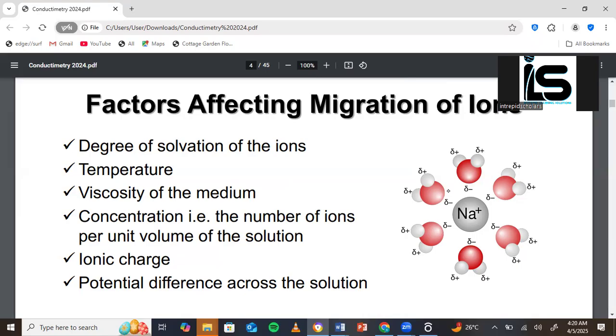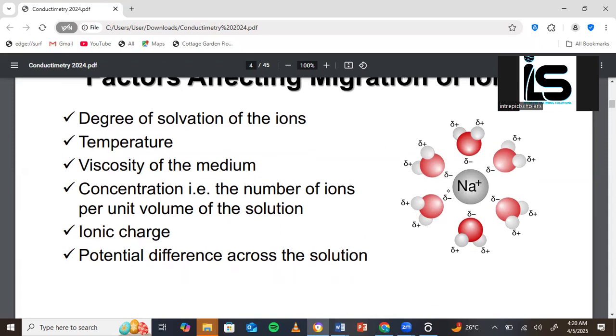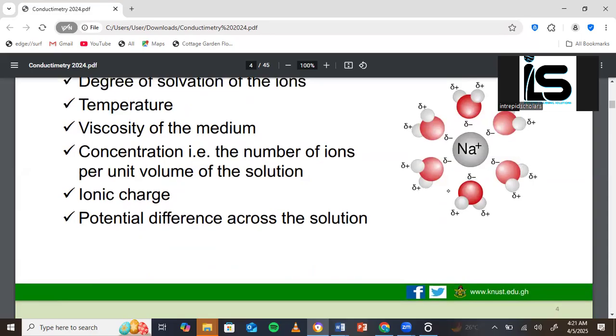Now, temperature generally will increase the migration of ions. Viscosity: if the medium is more viscous, it reduces the migration of the ion. The concentration is very tricky. The concentration, the number of ions per unit volume, is generally supposed to increase the conductivity, but because of ionic interference, it decreases the equivalent and molar conductivity. Now, ionic charge: we don't just look at the ionic charge, we look at the ionic charge together with the hydrated ion charge, right?